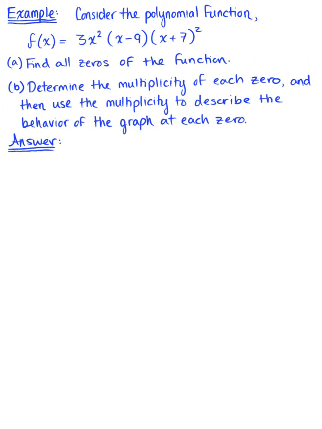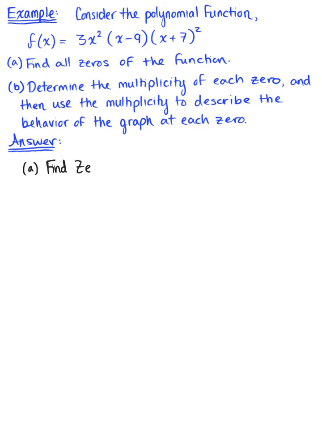Consider the polynomial function f of x is equal to 3x squared times x minus 9 times x plus 7 squared. Now we're asked here to find all the zeros of this polynomial function. And then, in part B, we're asked to find the multiplicity of each zero, and then use the multiplicity to describe the behavior of the graph at each one of its zeros. So, part A, find the zeros.